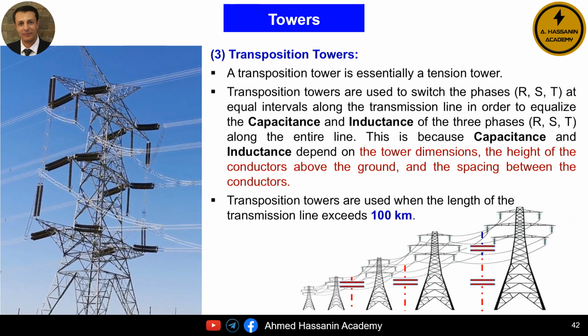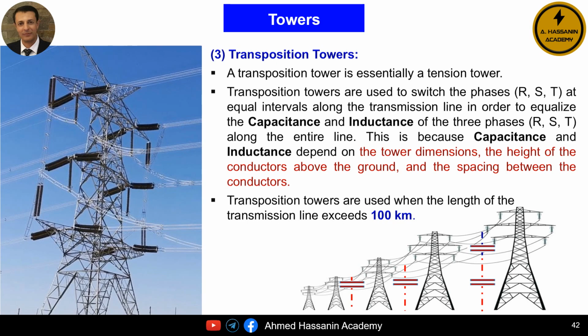Next are the transposition towers. At the beginning, it is very important to understand that the primary function of transposition towers is to interchange the three phases R, S, and T at equal distances along the length of the overhead transmission line. But why are these conductors or phases R, S, and T interchanged?